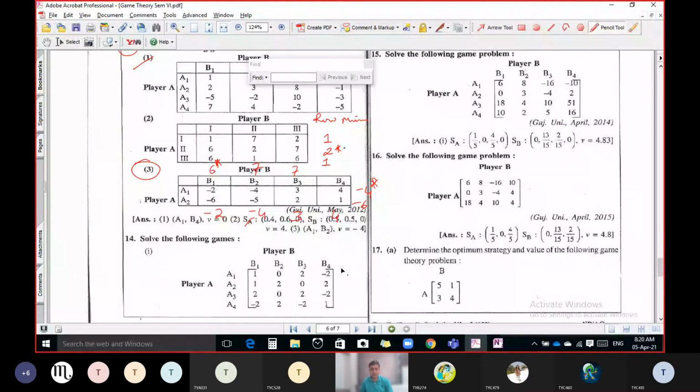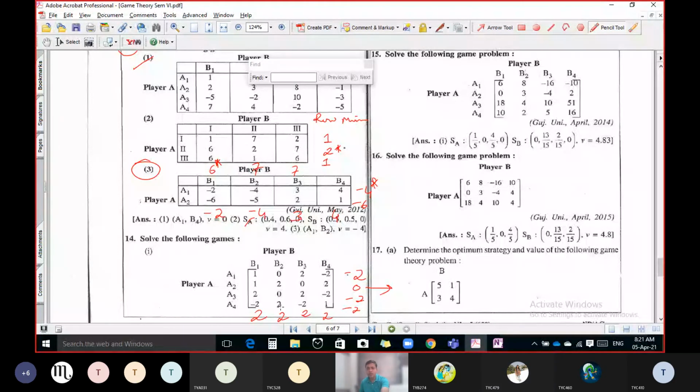14 first. Be fast. Row minima. Which one is minimum value? -2. Then 0. Then minus 2. Then minus 2. And highest value is 0. And column maxima: 1, 2, 2, 2, 2. So highest value, lowest value is 2 only, because all values are same.